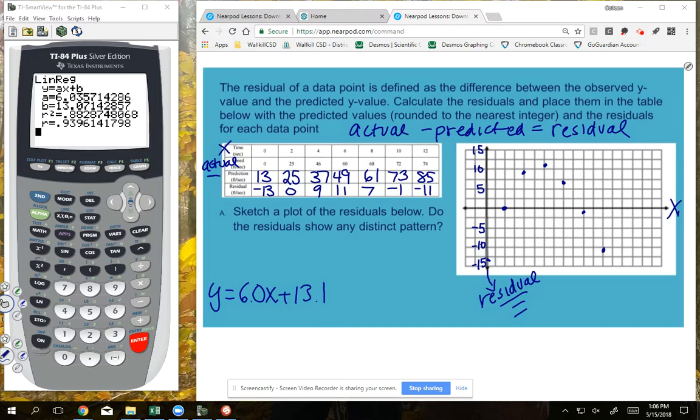Okay, so what does that look like? Marcus, it looks like a parabola. It looks like a quadratic function. So now the next part says, do the residuals show any distinct pattern? What I mean by that is, does it follow a pattern, or are the points scattered above and below? Do you guys see a pattern? Yes. So yes, there is a pattern.